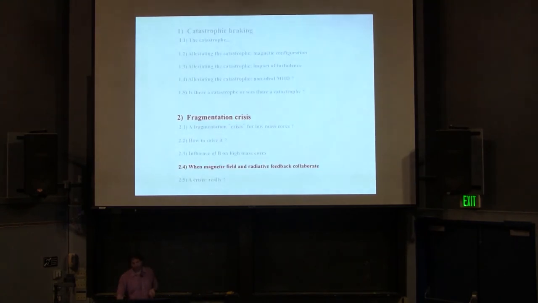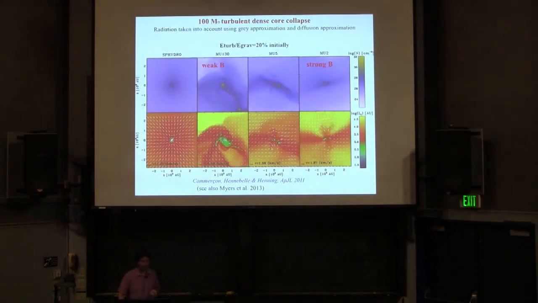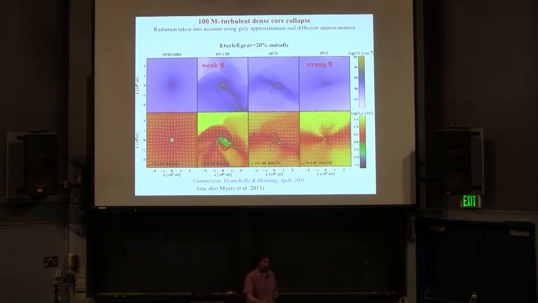But we know that massive star formation is, as Mark showed, extremely strongly influenced by the radiative feedback due to the accretion luminosity. And so we tried to run simulations.